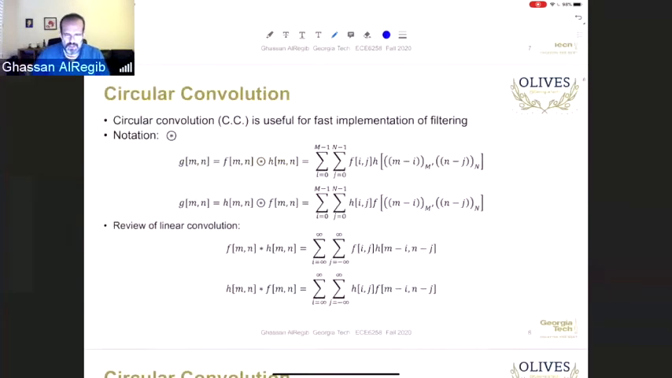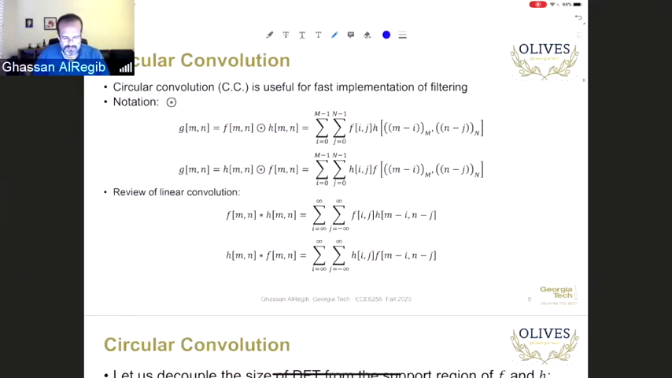Now, this one slide shows what linear convolution is, what circular convolution is, and the difference in how you do the shift. This is a circular shift with modulo of capital M and capital N, and this is the linear shift.